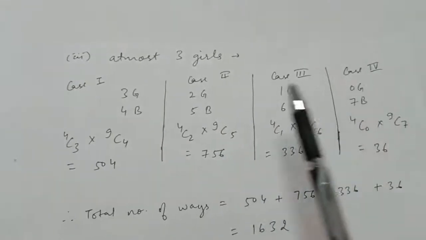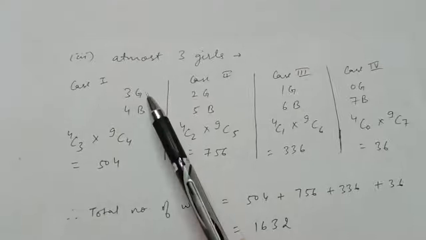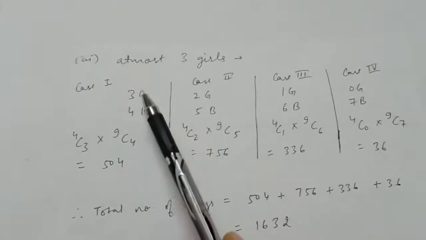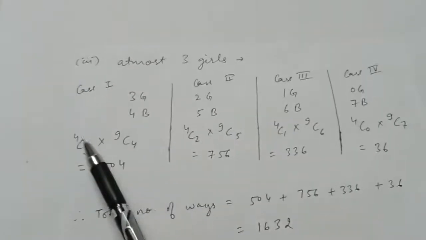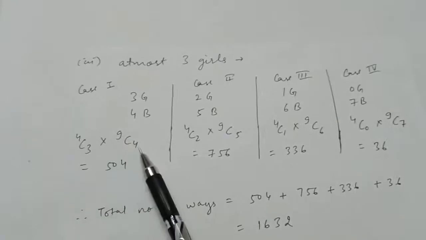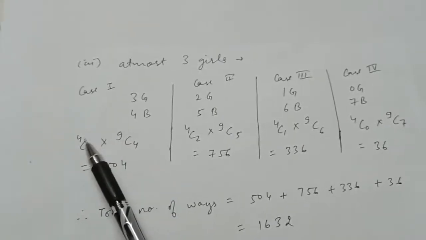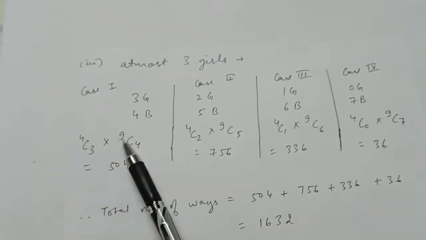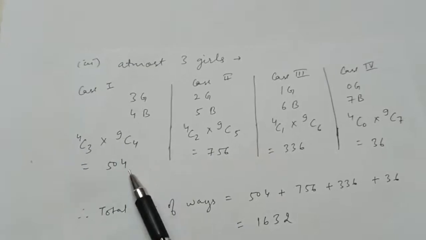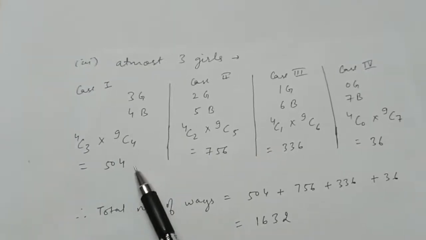So if we select 3 girls, then there will be 4 boys, and these can be selected in 4C3 into 9C4 ways, because out of 4 we want 3 girls and out of 9 we want 4 boys. So the answer will be 504 for the first case.